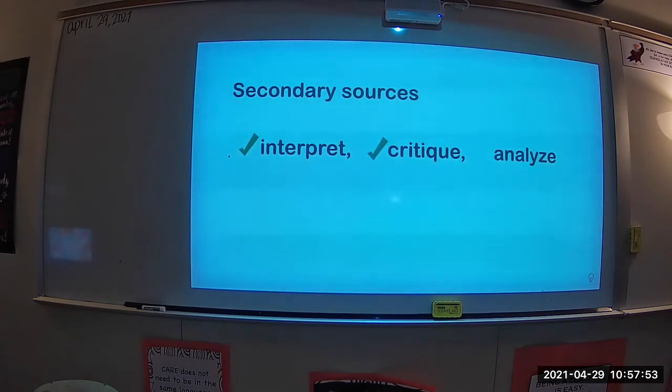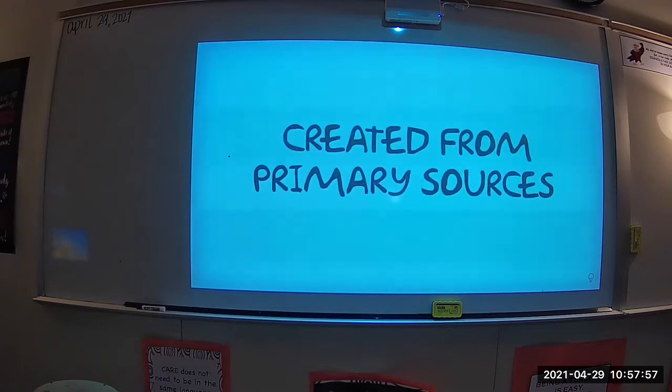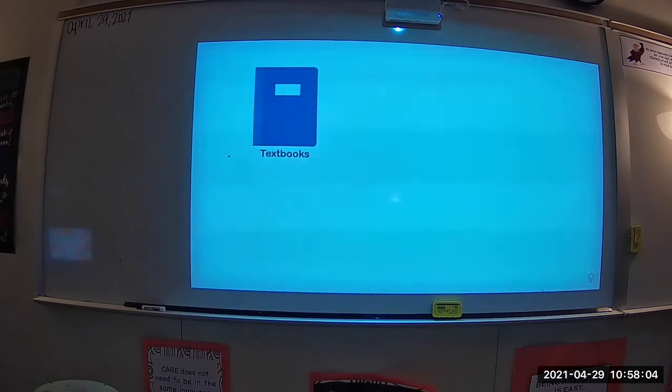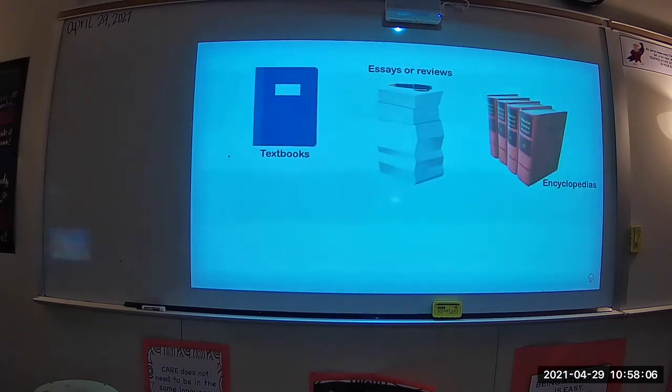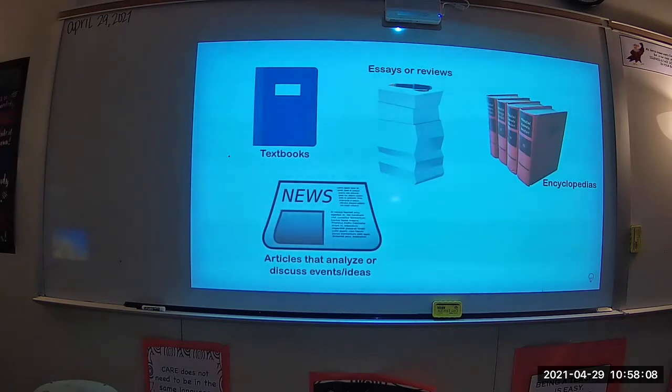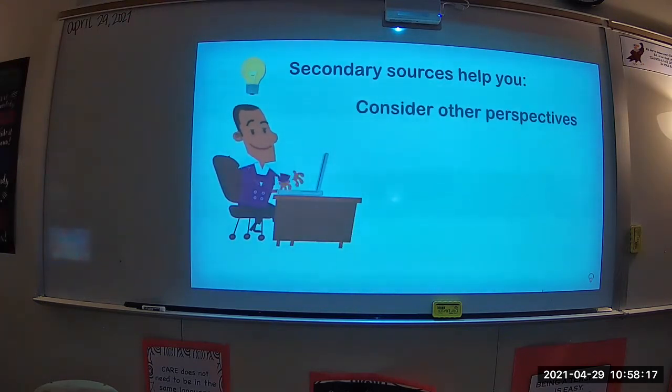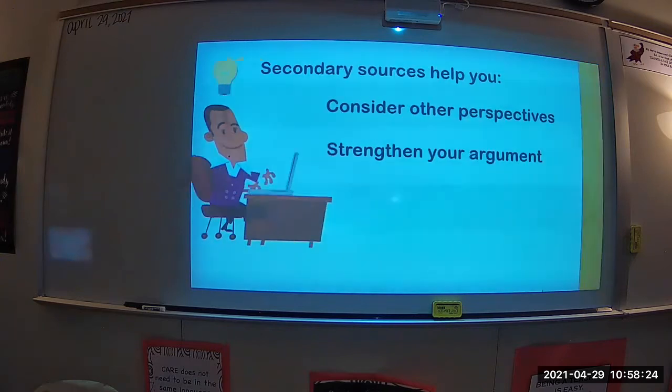Secondary sources interpret, critique, or analyze primary sources. It is information that is created or published from primary sources. Examples of secondary sources include things like textbooks, essays or reviews, encyclopedias, newspaper articles that analyze or discuss events and ideas, and criticisms and commentaries. It's a good idea to use secondary sources in research papers because you can learn about new perspectives that you may not even have considered, and they can also strengthen your own argument in the assignment.